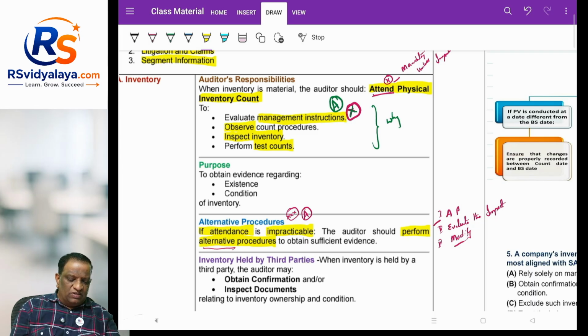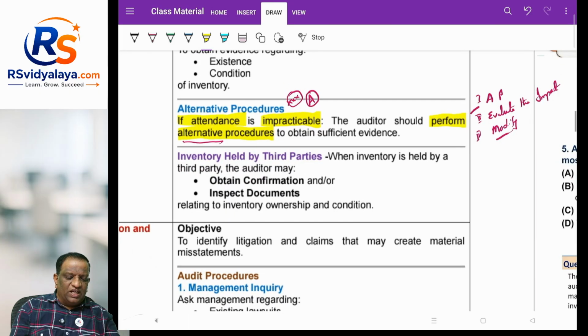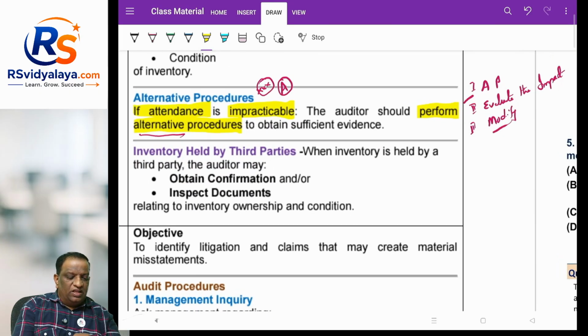So, that is where a question would arise. What if my inventory is with the third parties, then what is the solution? Then is the auditor expected to go to the third party's premises and verify it? It may not be possible. So, therefore, when the inventory is with the third party, the auditor will not conduct the physical verification.